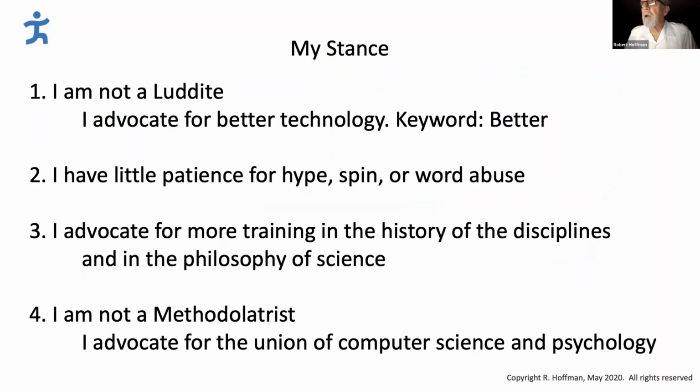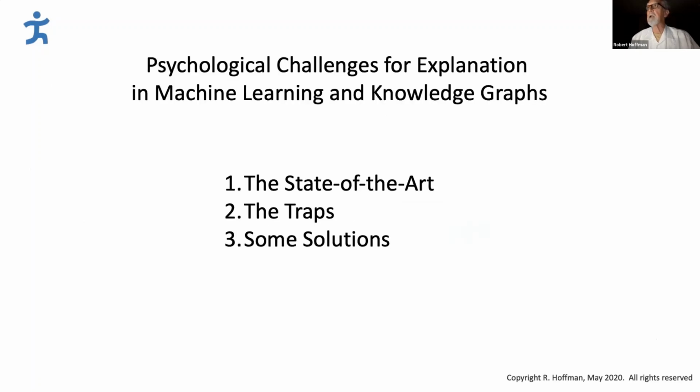My stance: I'm not a Luddite. I advocate for better technology, keyword better. I have little patience for hype, spin, or word abuse, so I have some things to say about that. I advocate for more training in the history of the disciplines and in philosophy of science. I have some things to say about that. And I advocate for the union of computer science and psychology. I'll have some things to say about that. These are my three main topic areas: the state of the art in explanation, the traps that people are falling into, and then some ideas about some solutions.